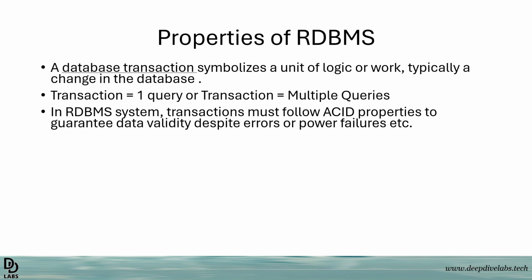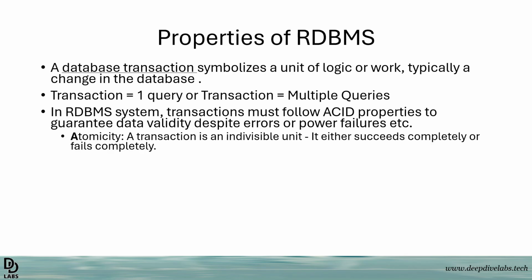In an RDBMS system, transactions must follow what are called ACID properties to guarantee data validation despite power failures or network failures, etc. So what are these ACID properties? ACID stands for atomicity, consistency, isolation, and durability. So let's look at each of it.